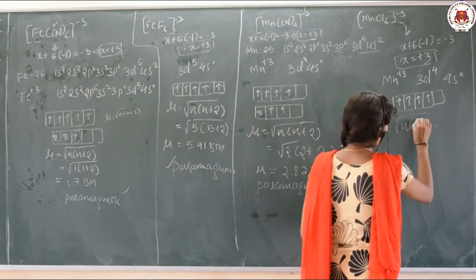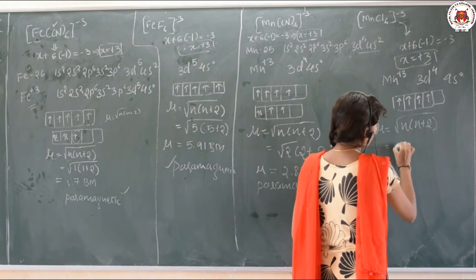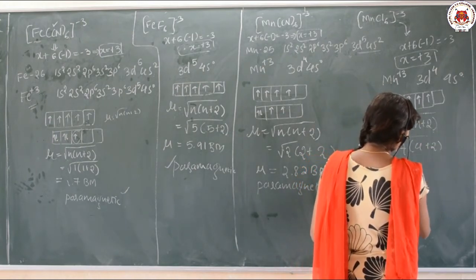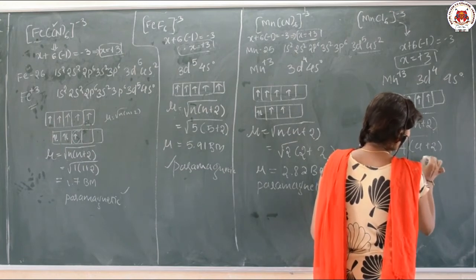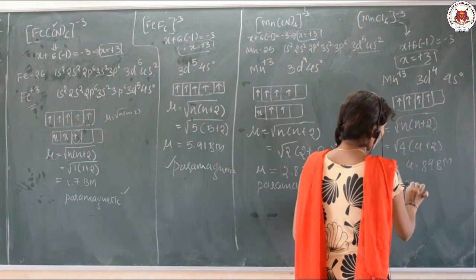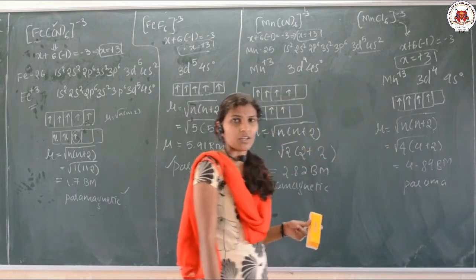n is square root of n into n plus 2. So, how many unpaired electrons? 4 into 4 plus 2, it will be around 4.89 Bohr magneton. So, it is also paramagnetic. I hope it is clear for you.